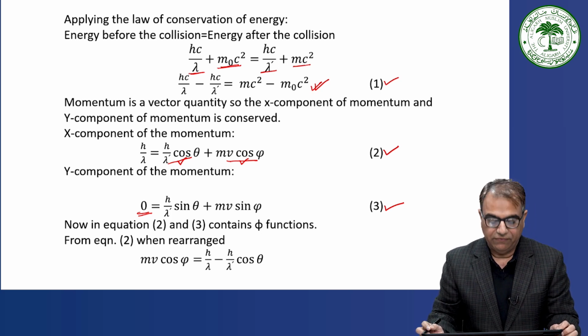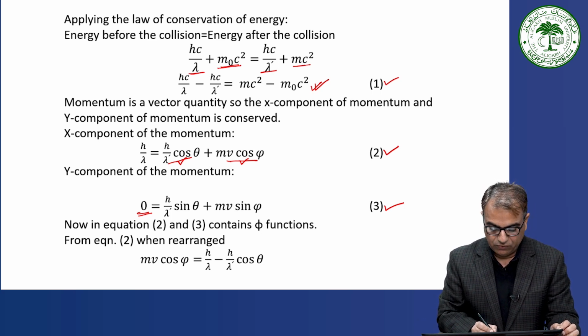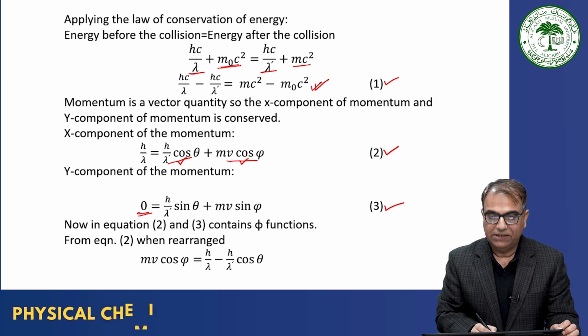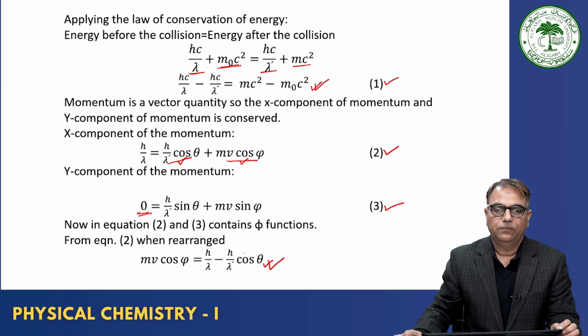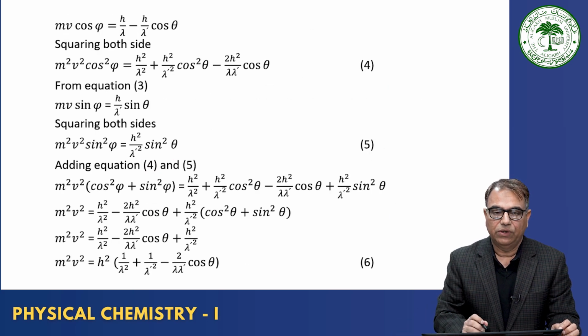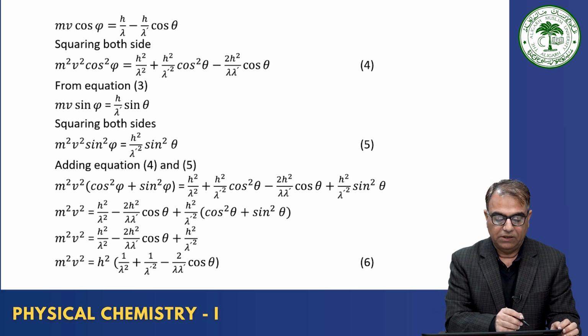Using these equations, we can rearrange equation 2 as mv cos phi is equal to h divided by lambda minus h divided by lambda prime cos theta. Okay, up to this I hope it's fine. Now, if we use this equation, mv cos phi equals h divided by lambda minus h divided by lambda prime cos theta, and we square both sides, then what do you get?